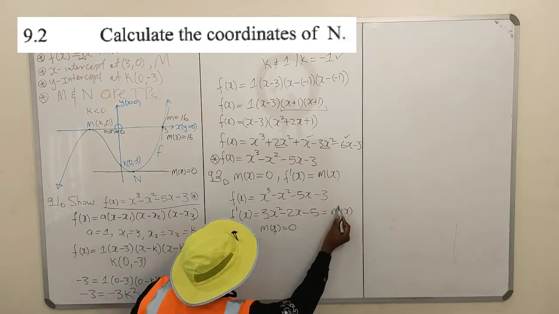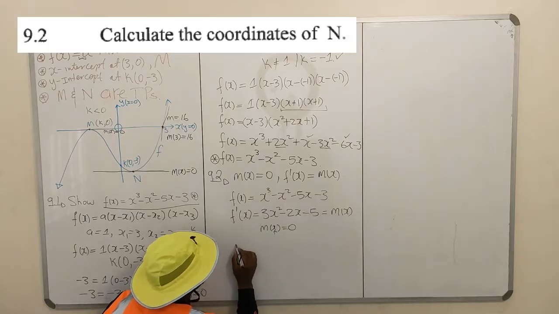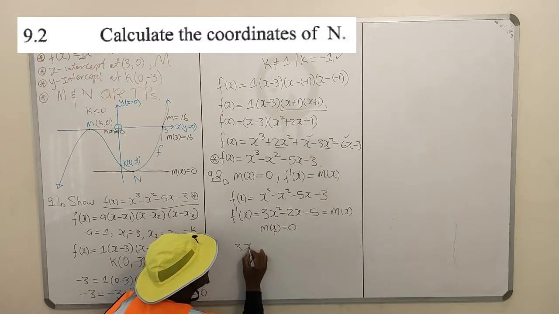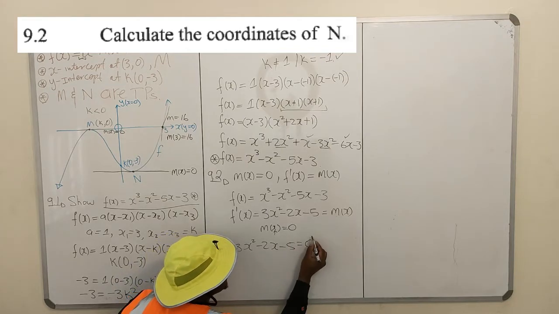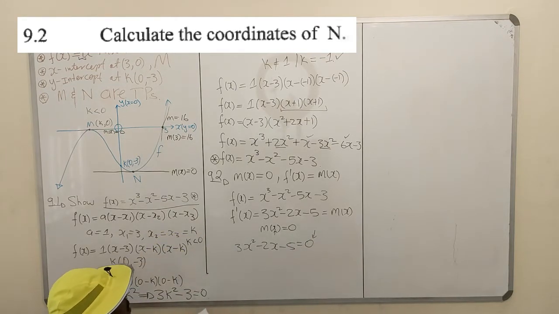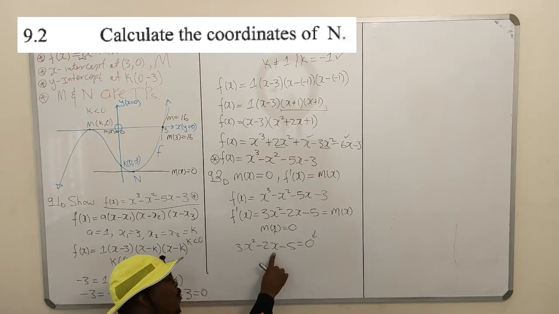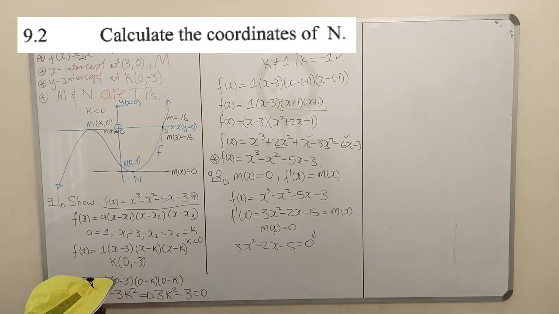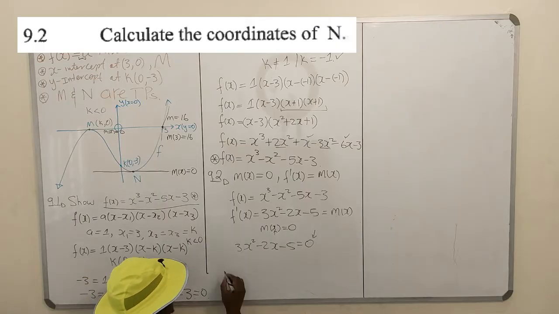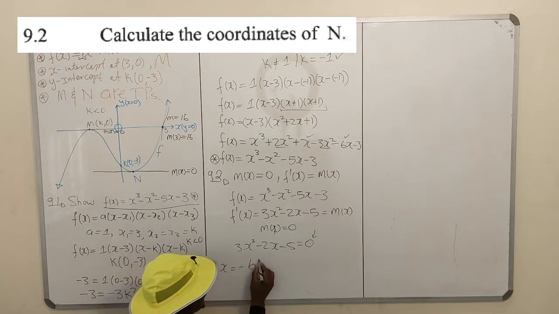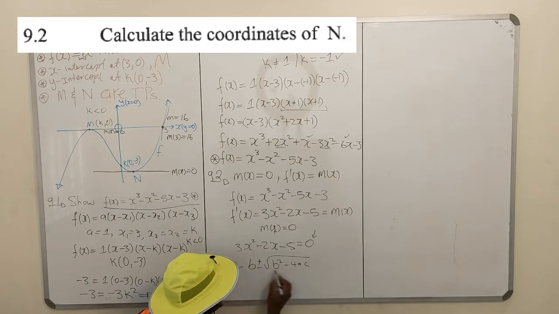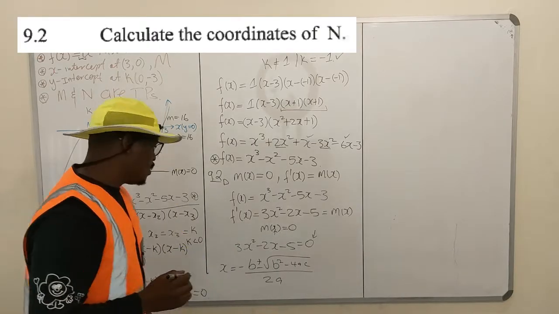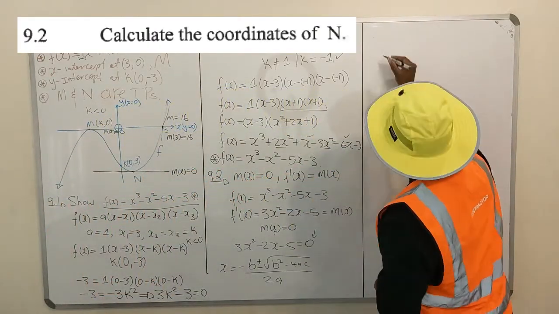What do we do? We substitute 0 here and solve this equation. So we have 3x squared minus 2x minus 5 is equal to 0. This 0 here is that of the gradient. This gives you the gradient. So you want to find what are those x values that give me the gradient of 0. Then x is equal to negative b plus or minus square root of b squared minus 4ac all over 2a. Right? We want to find our x value.